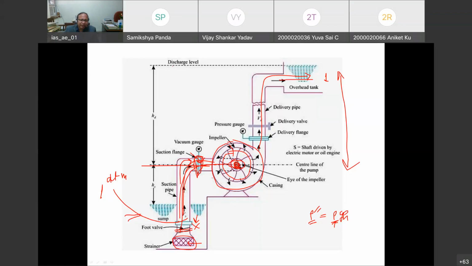So that's why in the suction line our motto is that in the maintenance part we have to make sure there is no leakage in the suction line. If there is a leakage in the delivery line, there will be no problem in the operation of the pump. But in the suction line there should not be any leakage or air entry allowed, so that the pump will operate smoothly. Otherwise, it will not lift the water.